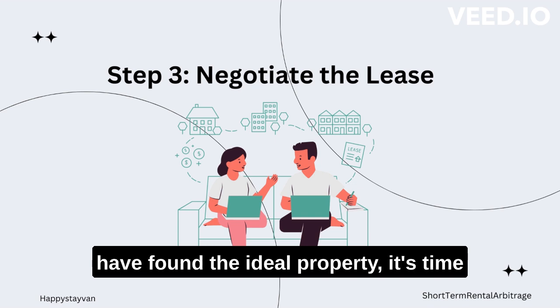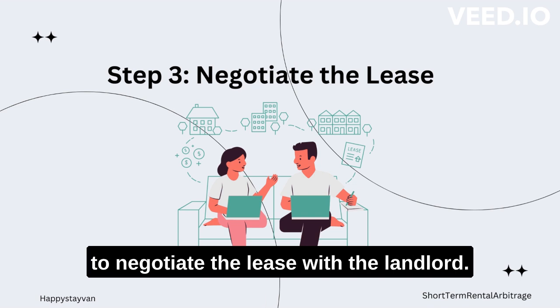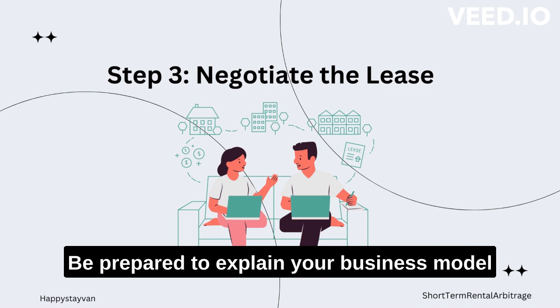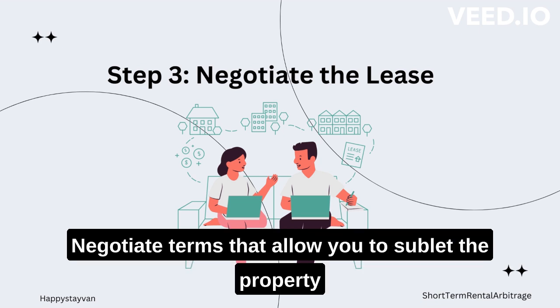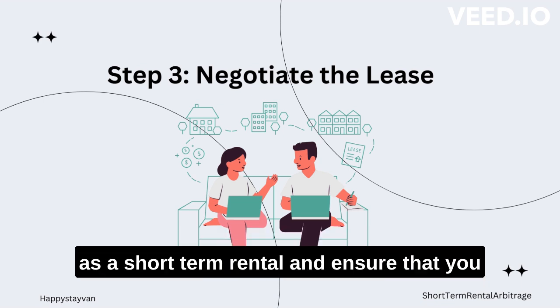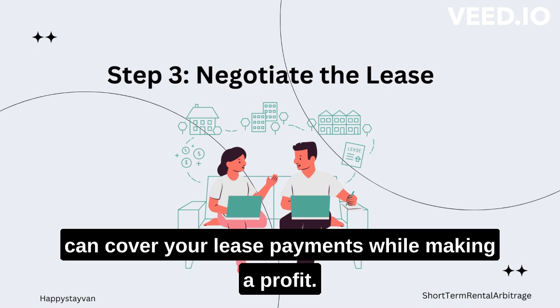Step 3. Negotiate the lease. Once you have found the ideal property, it's time to negotiate the lease with the landlord. Be prepared to explain your business model and how it benefits both parties. Negotiate terms that allow you to sublet the property as a short-term rental and ensure that you can cover your lease payments while making a profit.